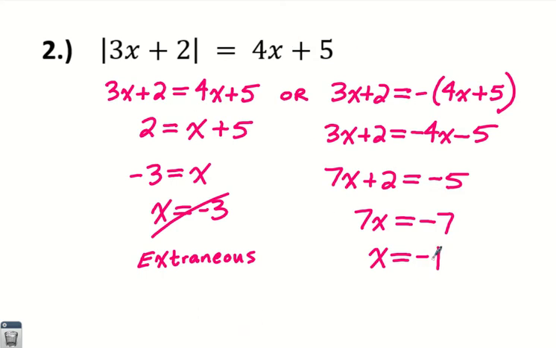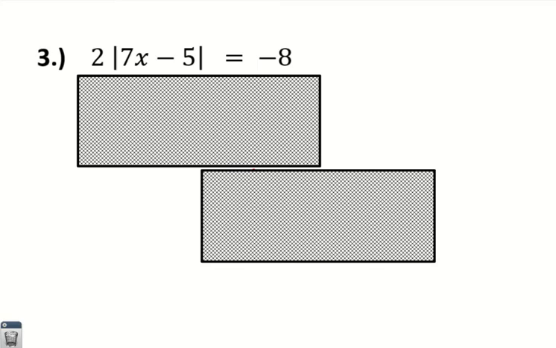Now plugging in negative 1 to see if this is a solution. 3 times negative 1 is negative 3, plus 2 is negative 1. And so when you take the absolute value of that negative 1, you get positive 1. So then 4 times negative 1 is negative 4, plus 5 is positive 1. So this does check out. So actually, at the end of the day, there's not two answers to this absolute value equation, just one, and it's x equals negative 1.